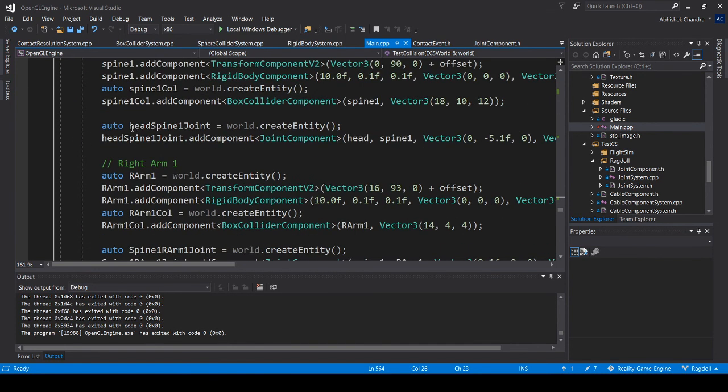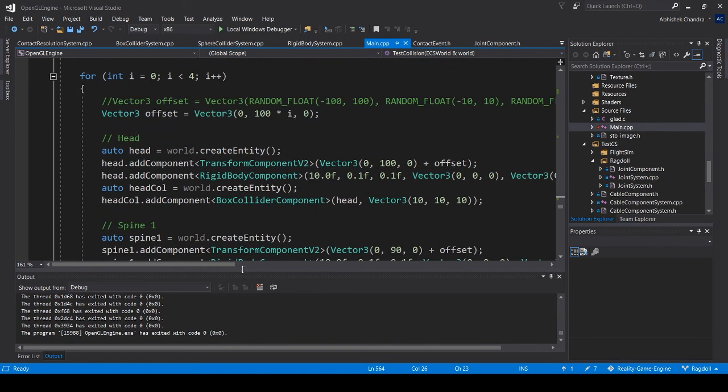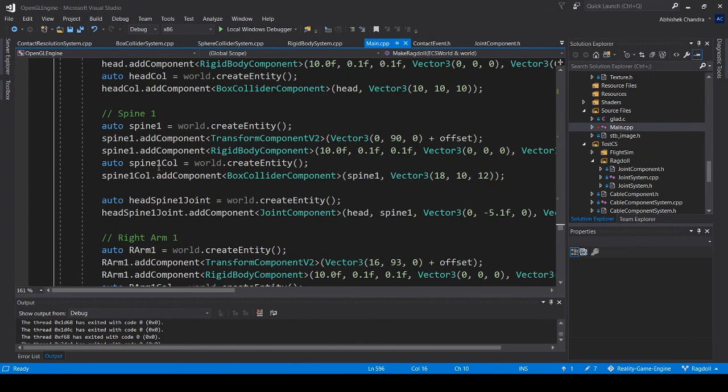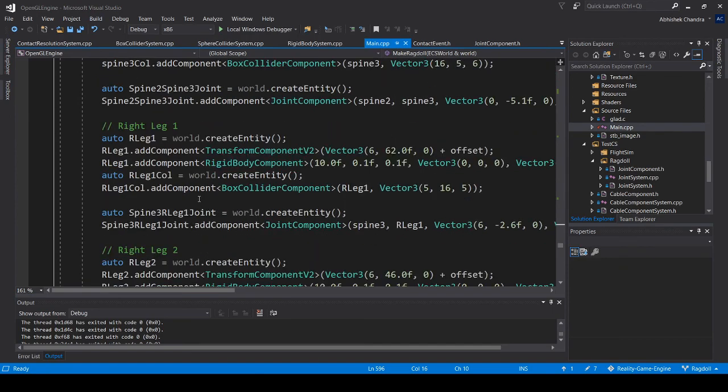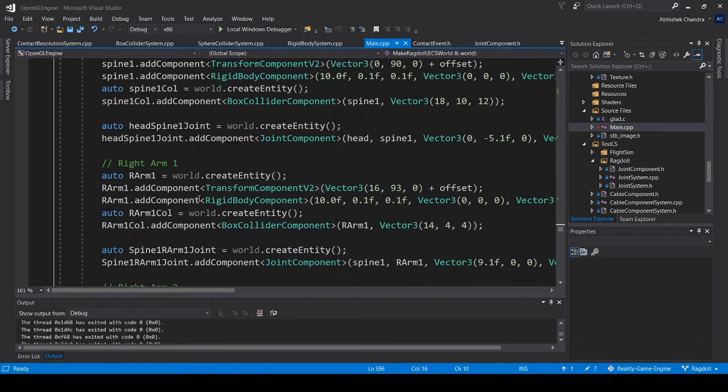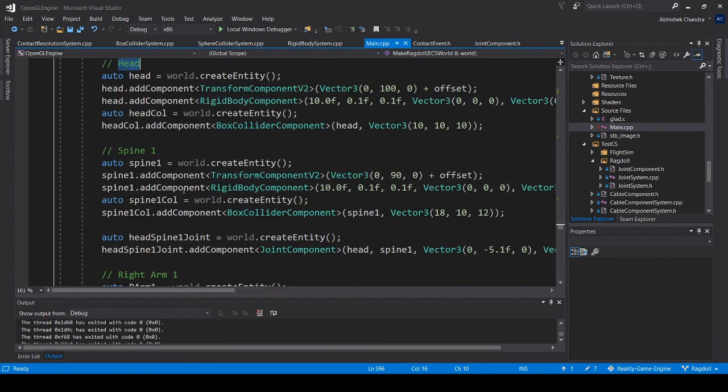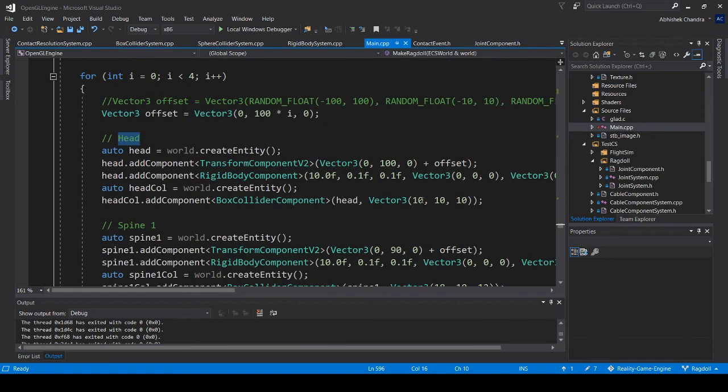All I did was I have all these different limbs on the ragdoll, right? The head, the spines, the arms, the legs, all of that. They are all just rigid bodies with box colliders. So let me actually go through the head. The rest of them are all the same with just different dimensions and offsets or positions and all of that. But each of these limbs is a rigid body. They obviously have a transform component and they also have a corresponding box collider on them.